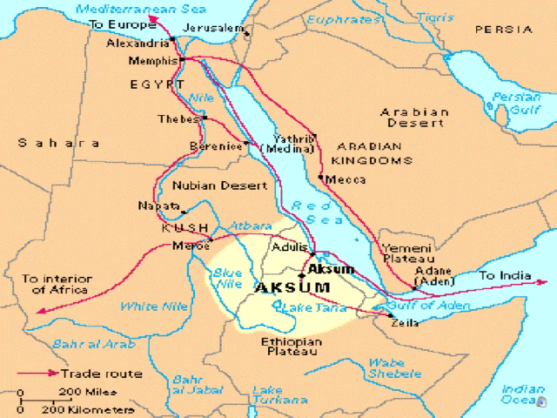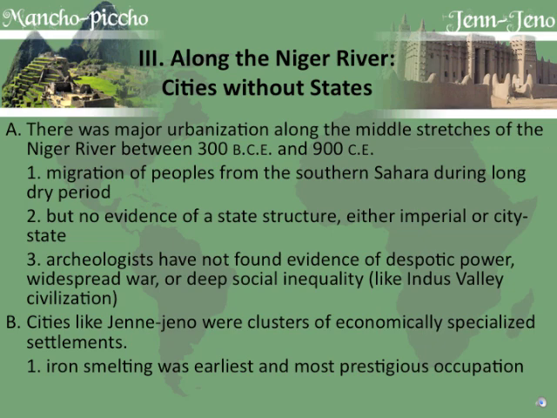So there's the region on your map, and of course you can see the major trade routes going all the way up into the Mediterranean, the Red Sea, the Arabian, and of course out to India, which would be connected to your Indian Ocean trading network. There's major urbanization along the middle stretches of the Niger River in West Africa. So we're going to be moving to the opposite side of Africa here, and this is going to be between 300 BCE and 900 CE.